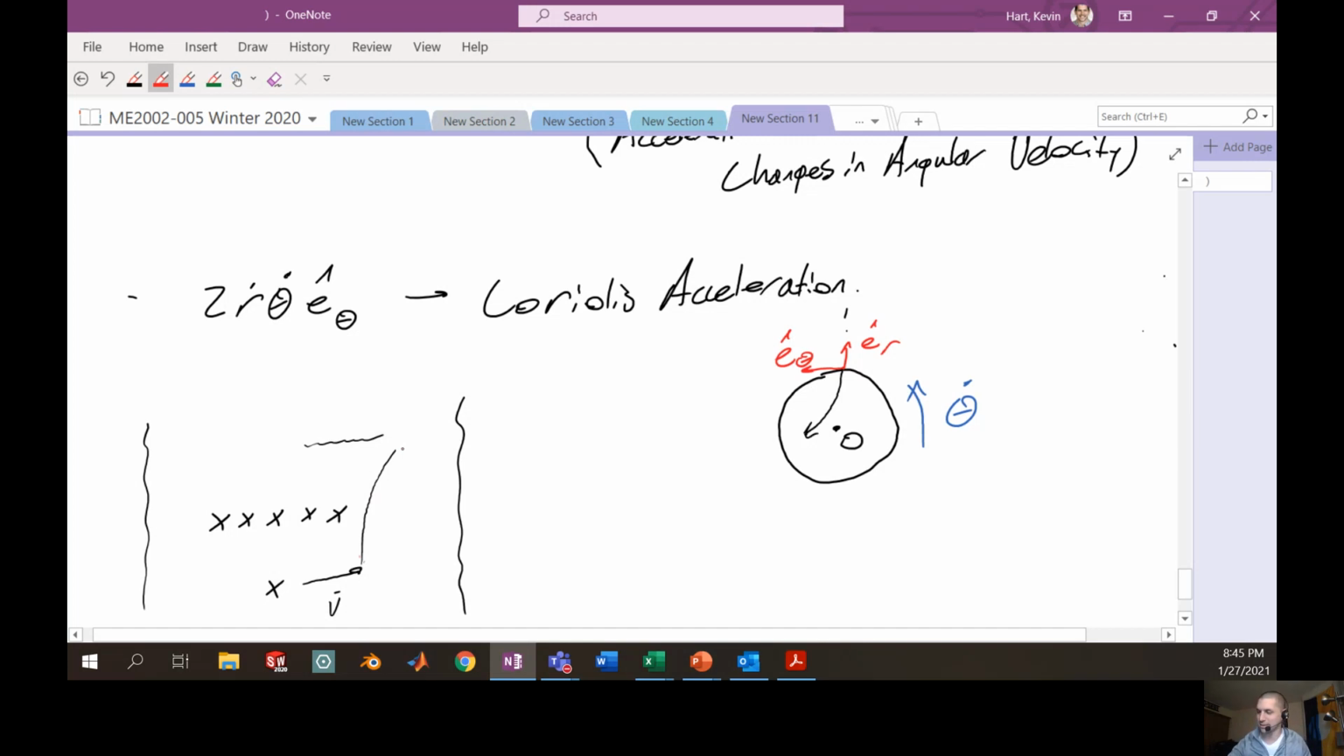So again, another idea of this Coriolis effect. That one's a little bit more subtle, but you get the idea.